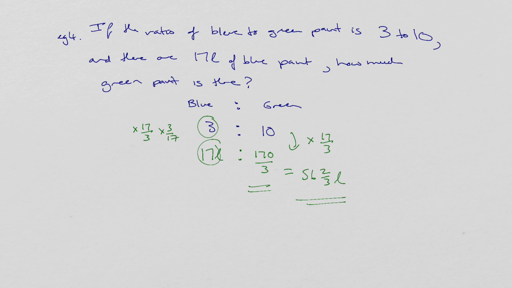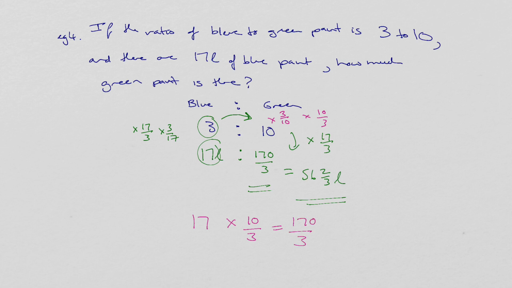I could have equally said, well, to go this way, I must be multiplying by either 3/10 or by 10/3. And since I wanted to get bigger, I'd go 17 times by 10/3. And not too surprisingly, I'm back where I was.